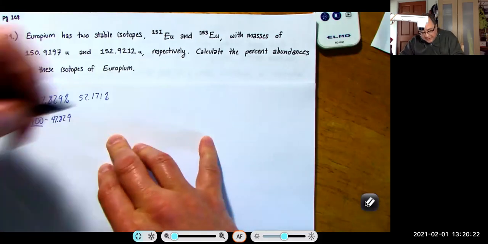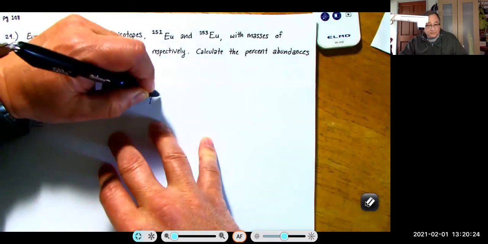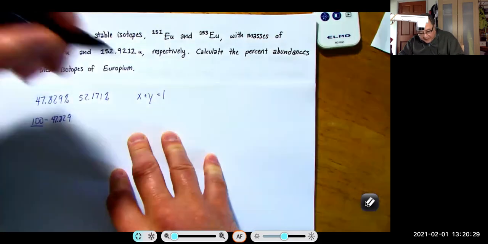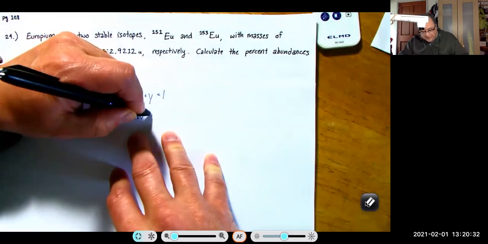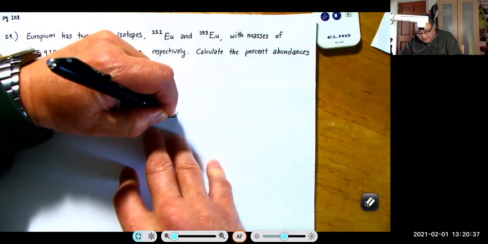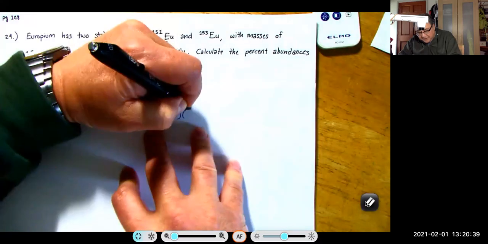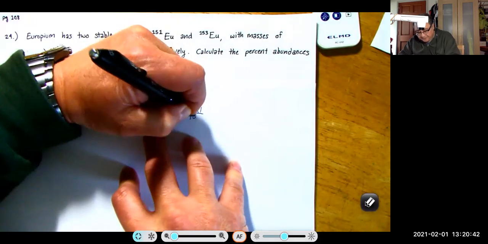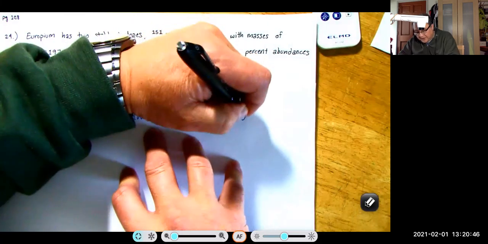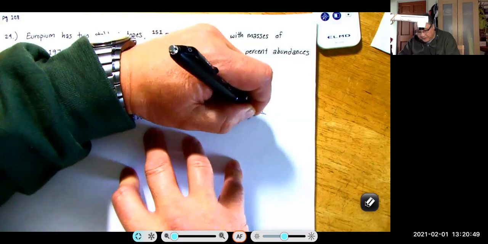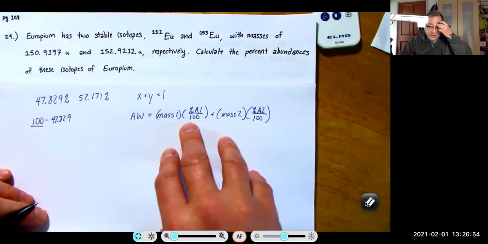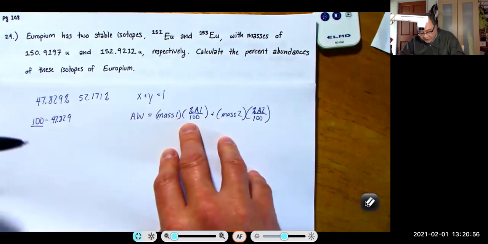Remember how we said X plus Y is equal to 1? Yeah. And I did something along the lines of this. The atomic weight is equal to the mass of 1 times the percent abundance of 1 over 100 plus the mass of 2 times the percentage of isotope 2 over 100. And right now I haven't defined which isotope is which, correct?